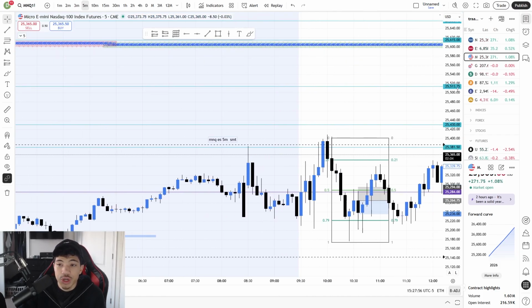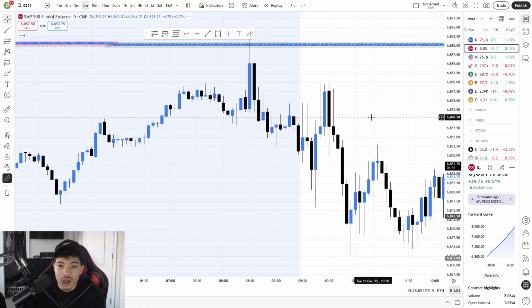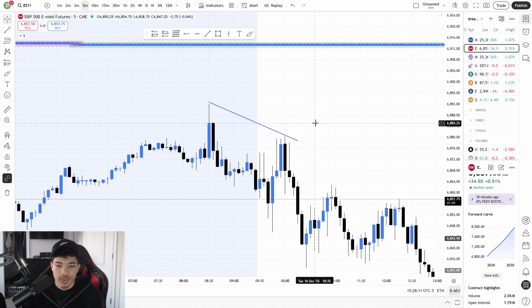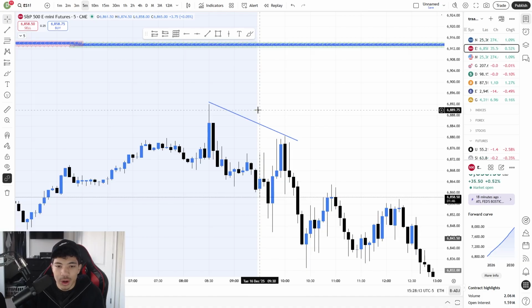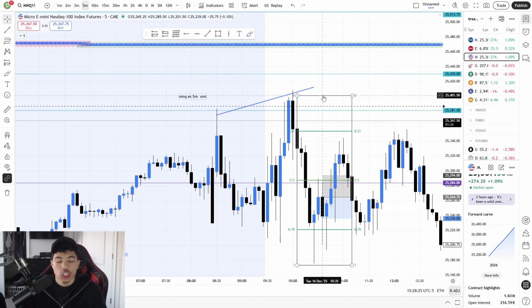And wouldn't you know here, guess what we have right here? This sneaky little sucker. Boom. Go to ES. Oh, look at that. 5-minute SMT divergence. So, what can we take from this? Well, we can see that when market opened, comparing this higher high to this lower high, and we go on NASDAQ here, micro NASDAQ, we have this lower high and then a higher high. What an SMT divergence is, we're basically comparing two highs or two lows on two different indexes, and we're basically able to tell the future.